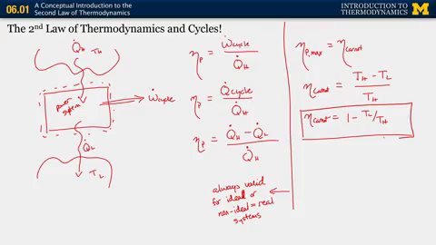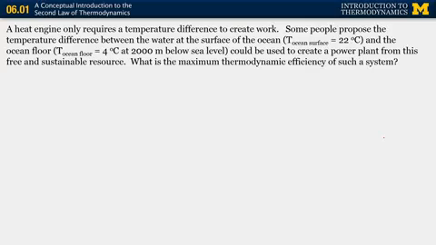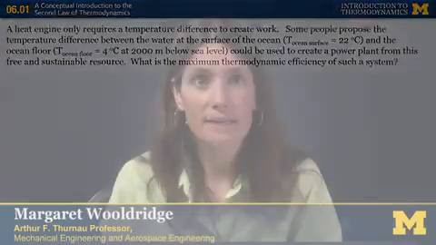So we're going to take that information and we're going to use it right away. Let's take an example that comes up time and time again. These are real world examples here. A heat engine only needs a temperature difference to create work. That's actually a part of the second law corollaries. So all we need is a temperature difference, and I can create work.